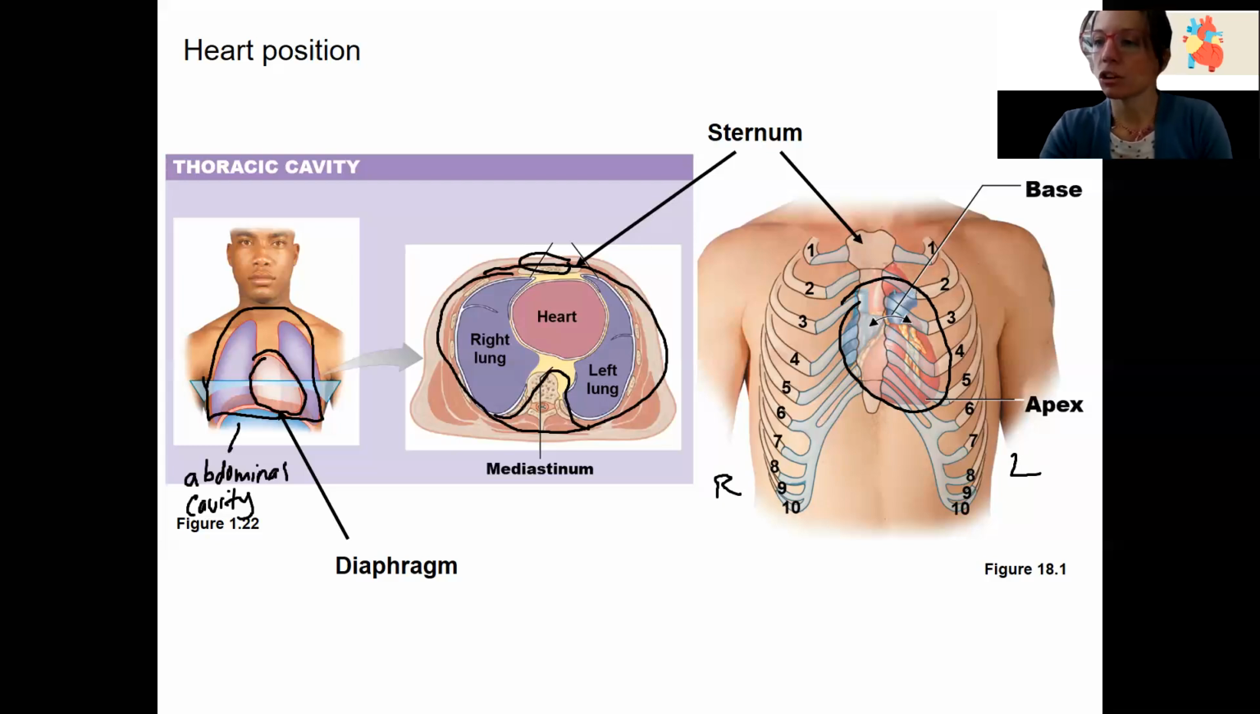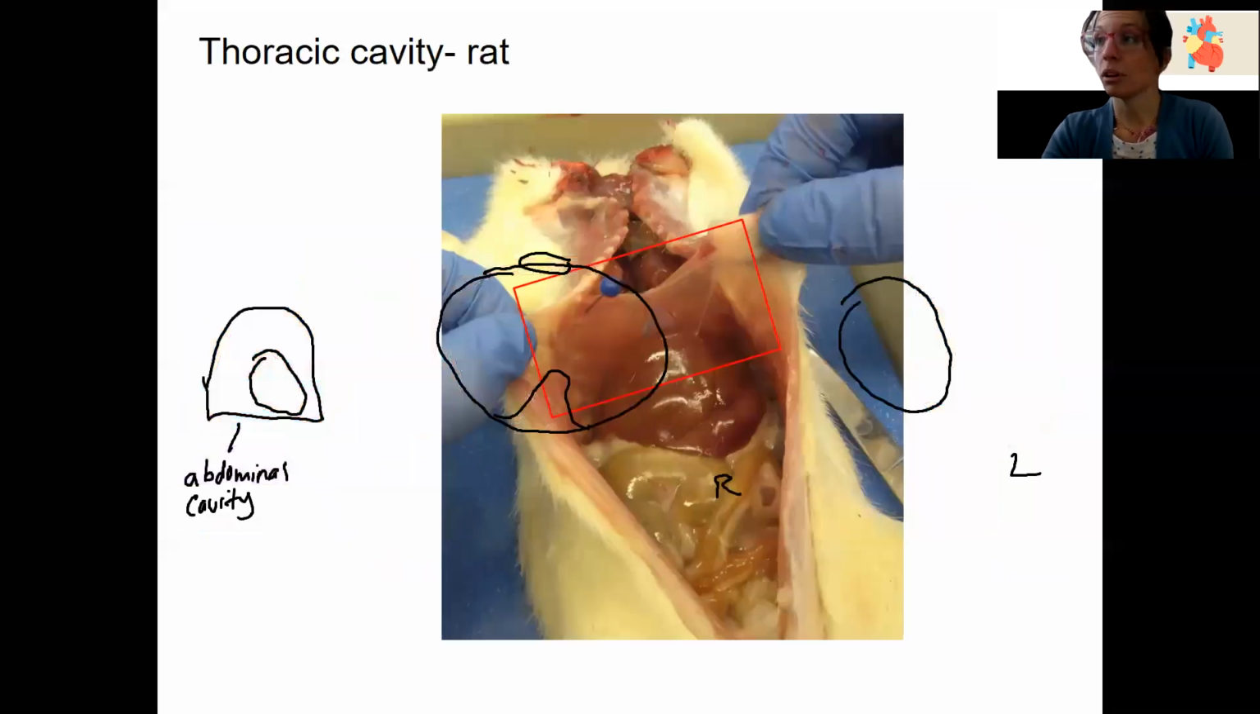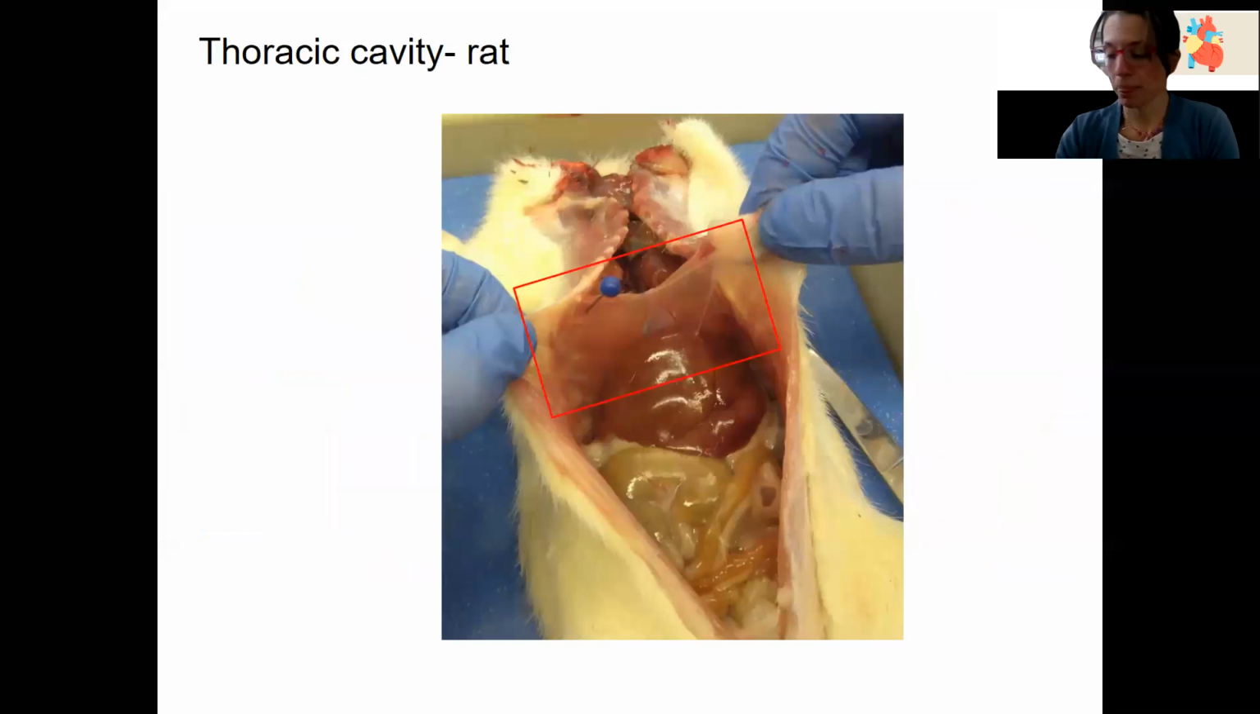I want to show you one picture that should look familiar from what you saw in lab when we did the rat dissection. What do you think this thing is right here? This is our diaphragm. It's amazing how thin that tissue is. And again, we'll come back to how it moves and actually contracts when you're breathing. Down here is liver, and so this would be abdominal cavity here.